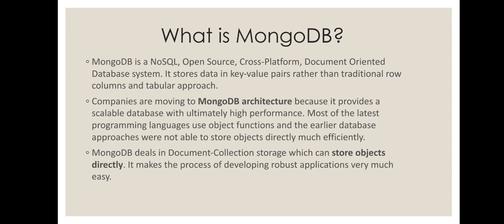What is MongoDB? MongoDB is a NoSQL, open source, cross-platform, document-oriented database system. It stores data in key-value pairs rather than the traditional row-column tabular approach. Companies are moving to MongoDB architecture because it provides a scalable database with extremely high performance. Most of the latest programming languages use objects, and the early database approaches were not able to store objects directly and efficiently. MongoDB deals with document collection storage, which can store objects directly. It makes the process of developing robust applications much easier.